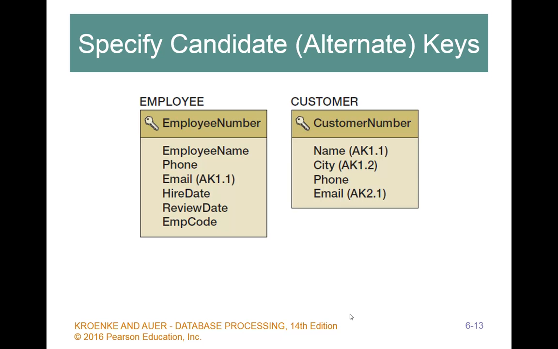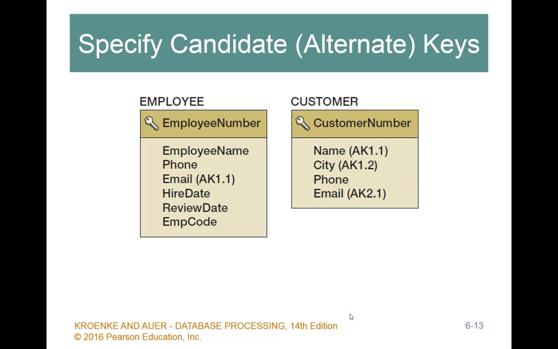So when we take a look at email, we see AK indicating an alternate key, but the 1.1 means that it is the first alternate key in the table, and the one after the period means that it is only one column.